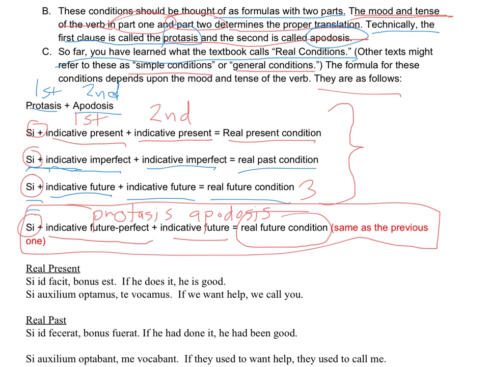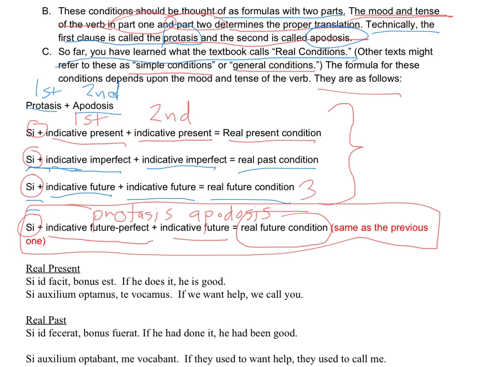That's it. You probably don't understand why conditions are considered one of the harder lessons to teach or understand, because this is very simple. You have the word si. If it's followed by an indicative present, it'll be followed by yet another indicative present, and you describe that as a real present condition, and there's a tried and true way to translate these. An indicative imperfect is followed by an indicative imperfect. An indicative future is followed by an indicative future, or an indicative future perfect can be followed by an indicative future. There's a slight variation in the formula for a real future condition.